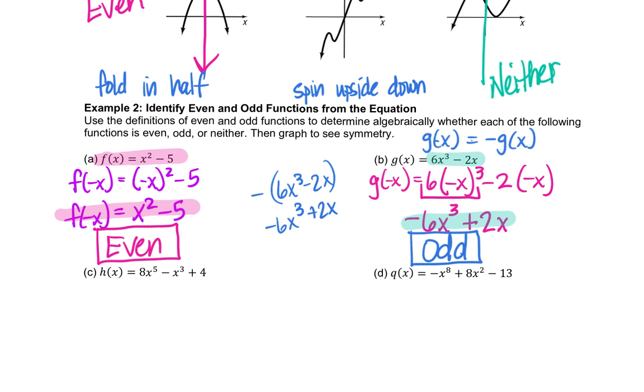All right, let's look at the next one where we have the odd exponents here. So we're going to take h of negative x. So that's going to be 8 times (negative x) to the 5th minus (negative x) cubed plus 4. So I know this negative x to the 5th is going to stay negative. So I'm going to bring the negative out front. So that's negative 8x to the 5th.